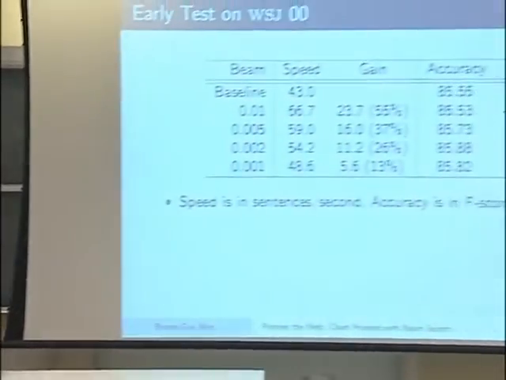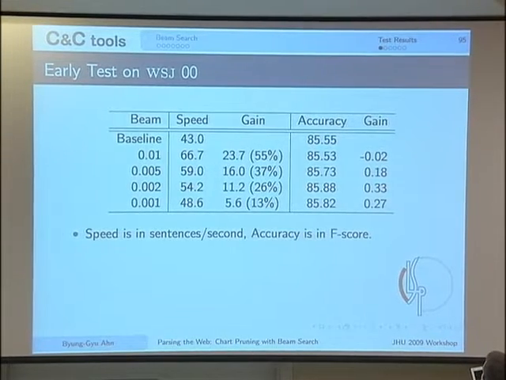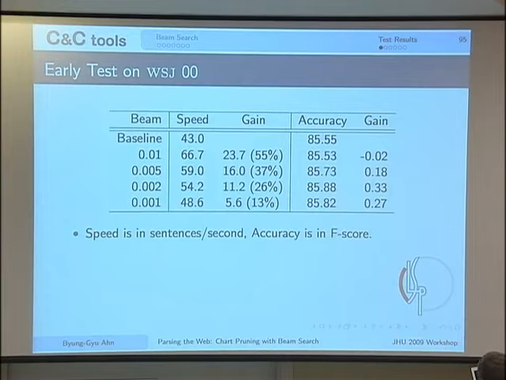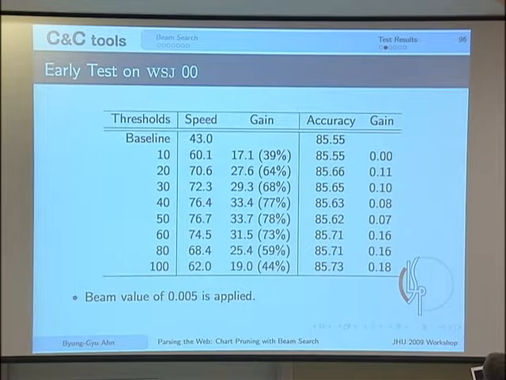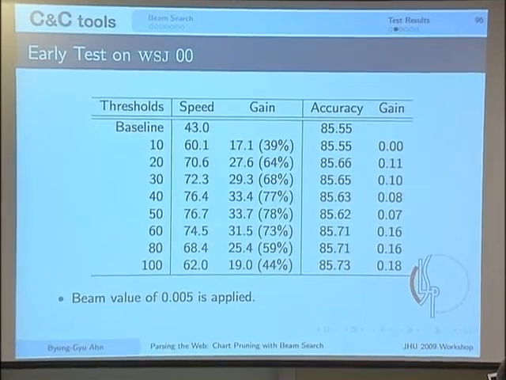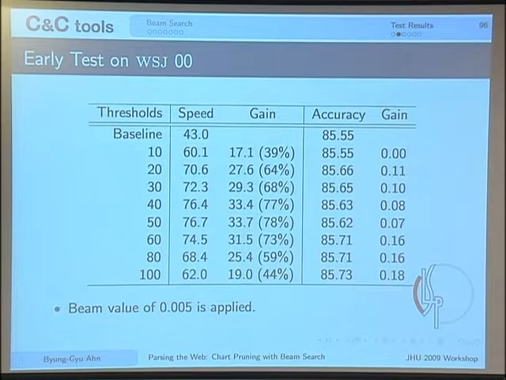So this is the test result on Wall Street Journal section 0. As you can see, with beam search applied, there is a much bigger gain in speed, and there is some loss in accuracy for a beam value of 0.01. But surprisingly, there is also a gain in accuracy for some beam values. I'll explain that in a moment. We picked the beam value of 0.05 here to test various beam thresholds, and this is the result. We were able to get better performance when we apply the beam only for spans of length 40 or less. And we could gain accuracy too.